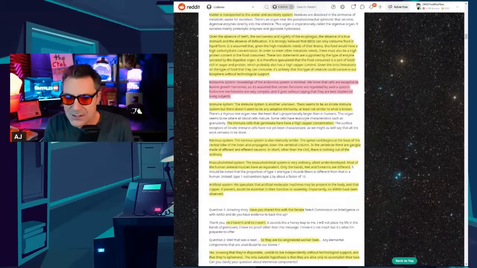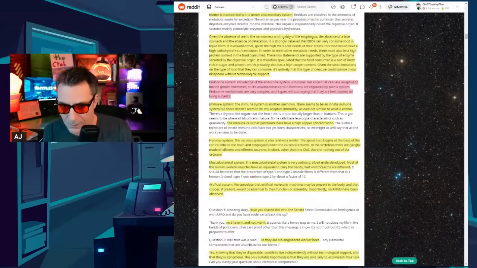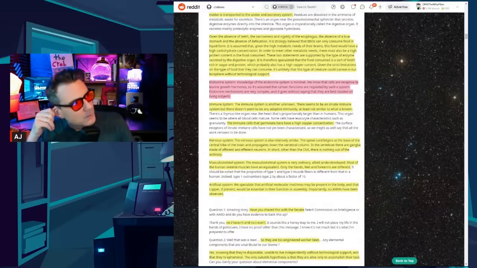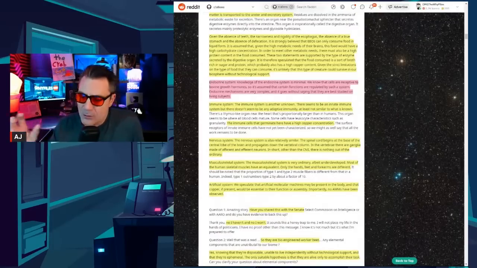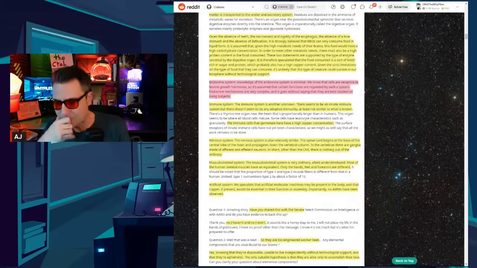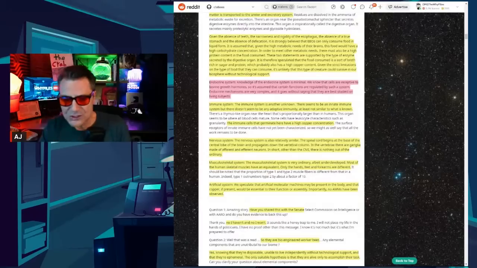Endocrine system. Knowledge of the endocrine system is minimal. We know that cells are receptive to bovine growth hormones, so it's assumed that certain functions are regulated by such a system. Endocrine mechanisms are very complex, and it goes without saying that they are best studied on living subjects. So the cells are receptive to bovine growth hormones. All right, I don't think we talked about it earlier, but someone asked about it later. Their DNA is, rather than kind of strands like ours and double helix, arranged in a kind of circular structure, or like an oval type of structure, which is interesting, and you'll find out why.